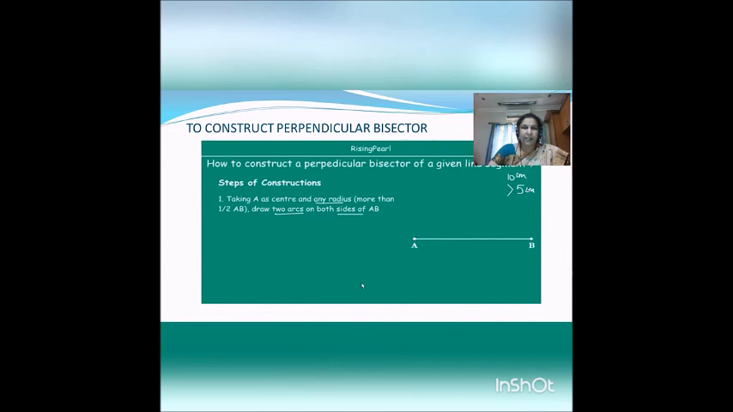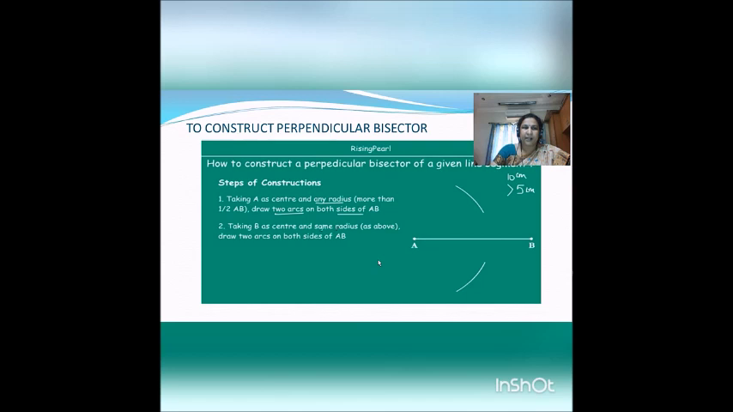So you can imagine the midpoint of AB here. You have to take more than that. See, why is it so? If you take less than that, then both arcs you are going to draw will not intersect. So now taking a distance of around 6 centimeters or more than that, it should be below 10 centimeters, put your compass on A and make an arc like this.